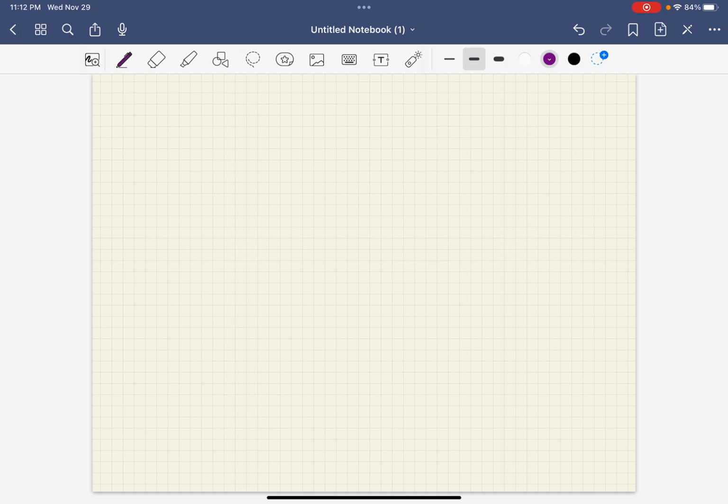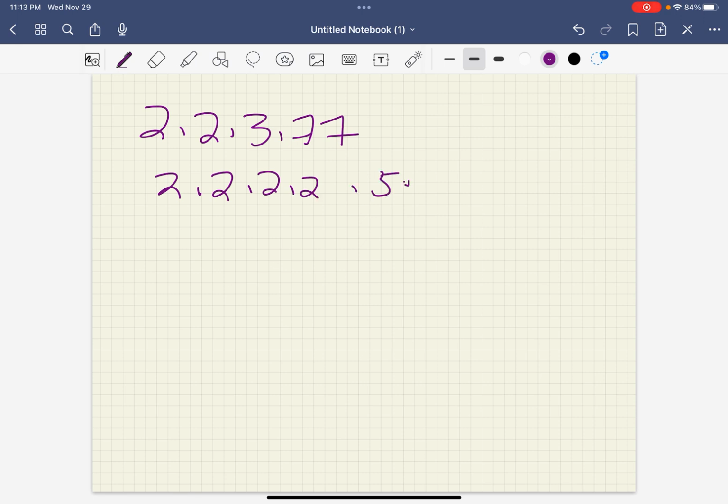It says, below we show 3 numbers expressed as products of primes. So they're giving them to us already. 2 times 2 times 3 times 7 times 7, that's one number. 2 times 2 times 2 times 2 times 5 times 7, that's another number. And then the third number is 2 times 5 times 5 times 5. Okay, so number 1, or letter A, says what are the numbers?